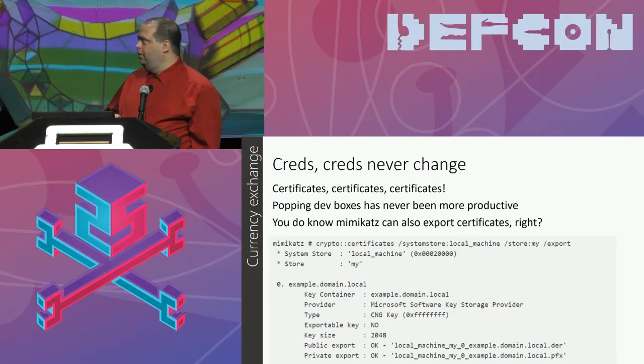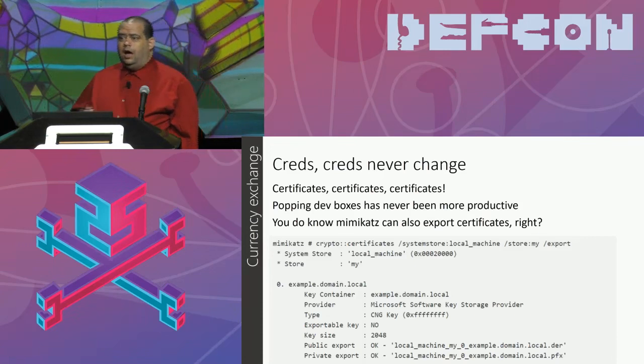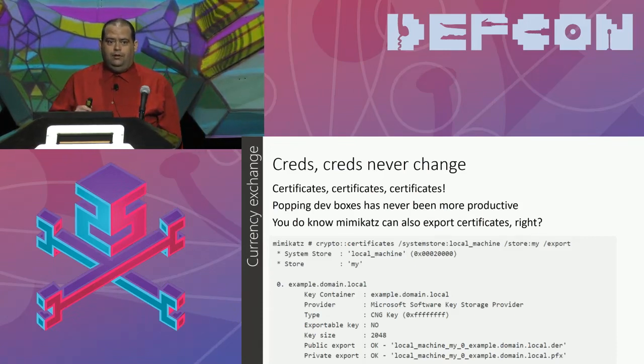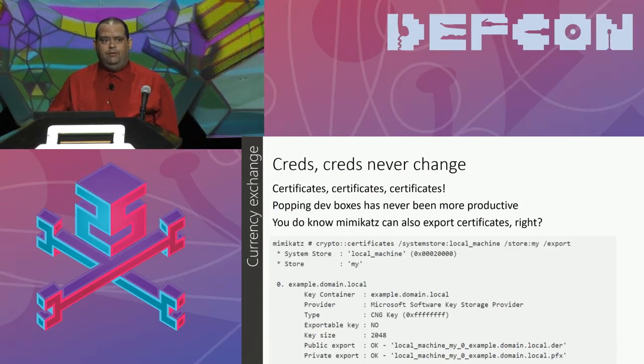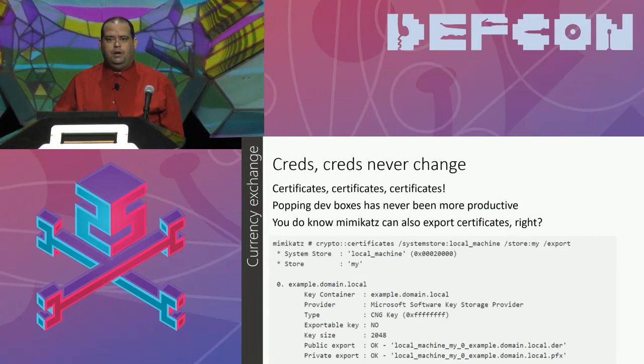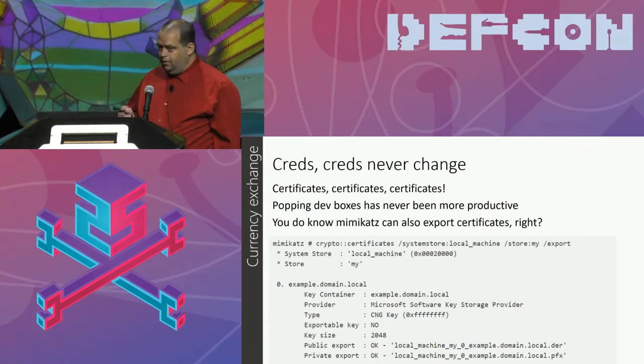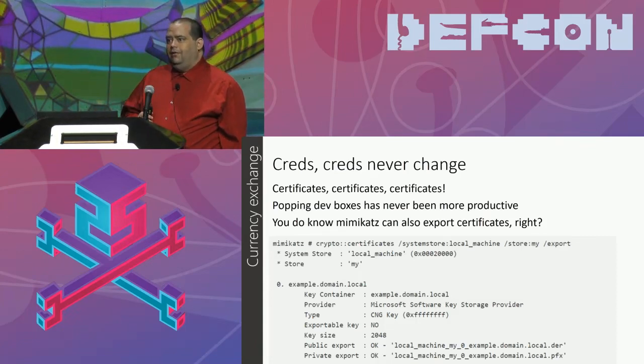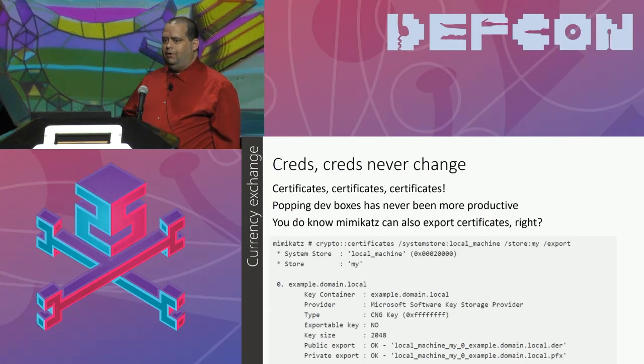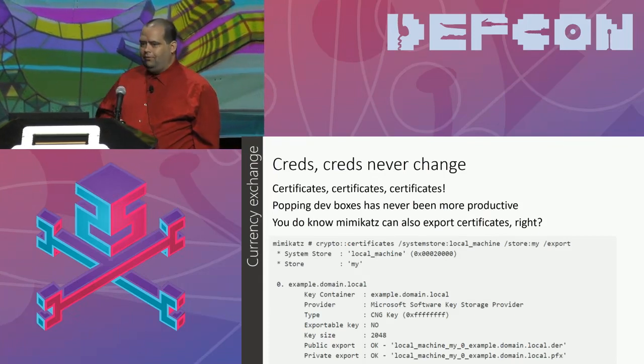So what has this done? Well, it's made popping dev boxes more productive than ever. I pretty much made my career on stealing secrets off of dev boxes for internal lateral movement because nobody else paid any attention to the web configs that were on open shares and networks a lot of times. Well, now we have all kinds of things. We have private certificates, which might be checked in the repos, and we have these API keys. There's even more of these secrets. And you do know Mimikatz can export certificates, right?